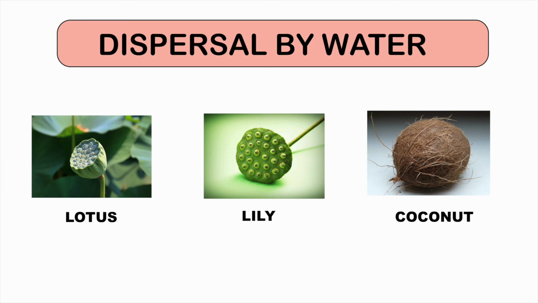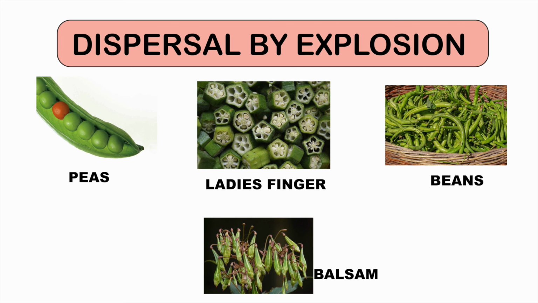Dispersal by water is seen in lotus, lily, and coconut. Dispersal by explosion is seen in peas, lady's finger, beans, and balsam.